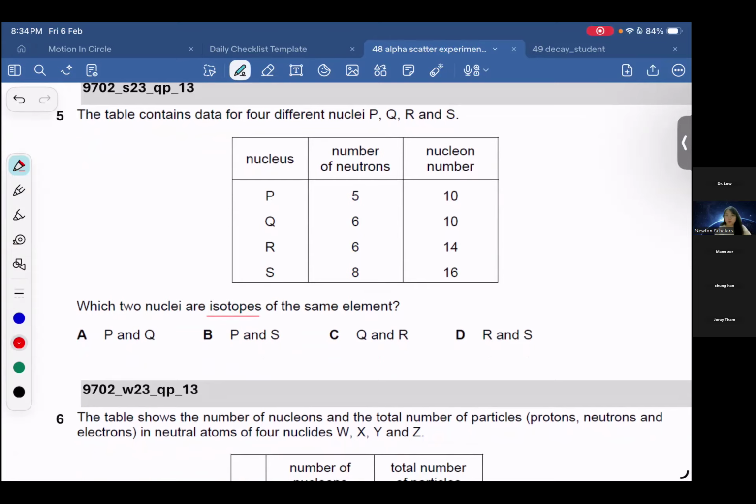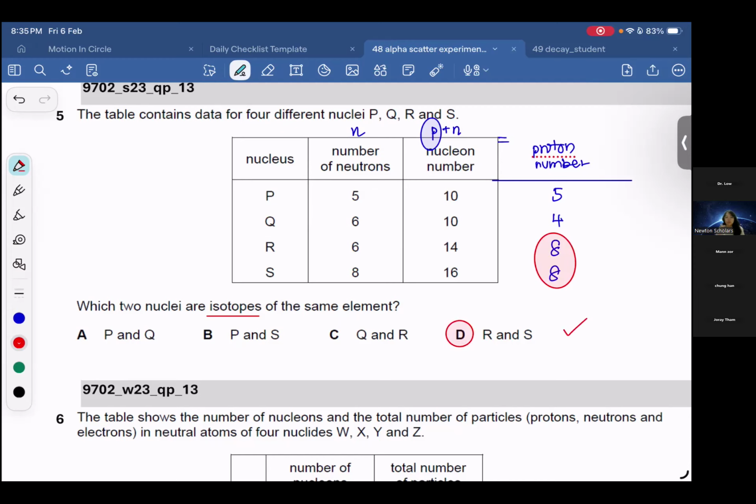Okay, dear, here. Isotope, look at the number of protons. But here the table doesn't have protons, teacher. So you have to think how you are going to find the proton number. Okay, here, the nucleon number is proton plus neutron. This is the neutron number. So how are you going to find the proton? You should use nucleon number minus neutron number. So 10 minus 5, this is 5. 10 minus 6, this is 4. 14 minus 6, this is 8. 16 minus 8, this is 8. So your answer, which ones are isotopes? Look at the proton number, these two. R and S. Okay, done.